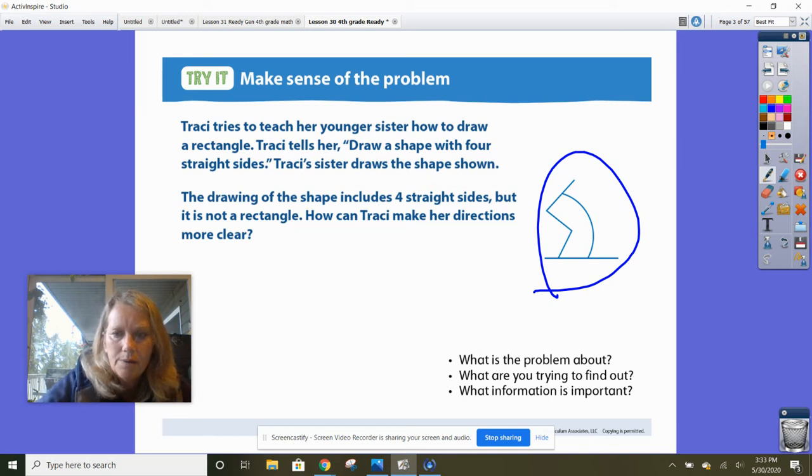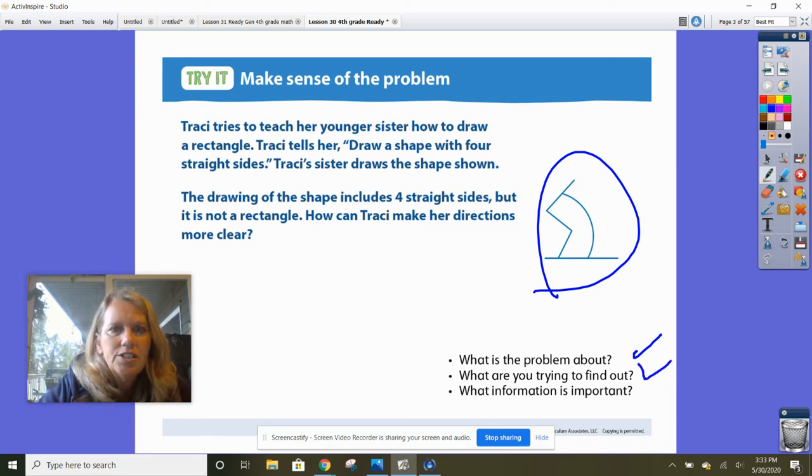So it's a geometry problem, but you still want to give it the 3 reads. So first read, what is it about? Tracy teaching her sister how to draw the shape of a rectangle. Didn't turn out. Second read, what are we trying to find out?